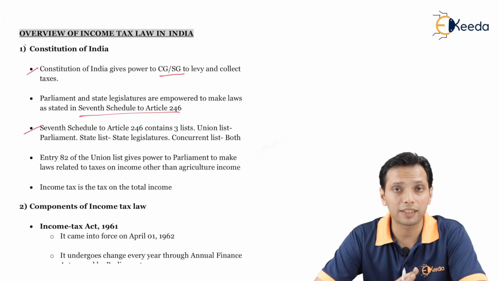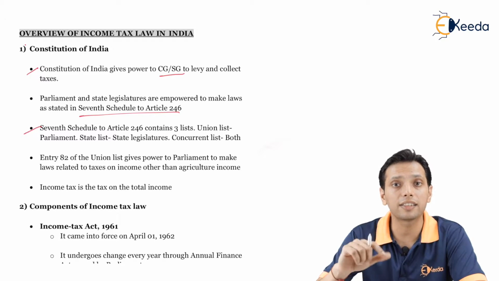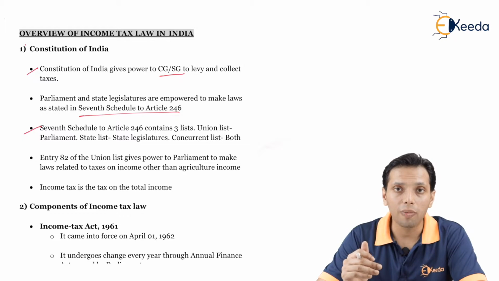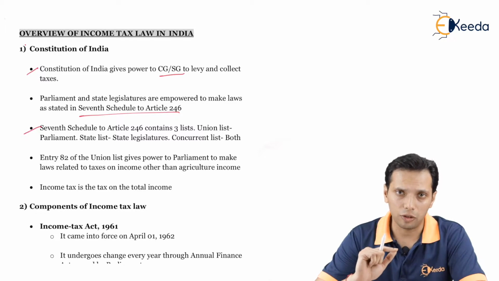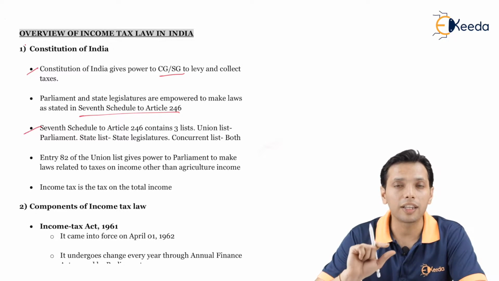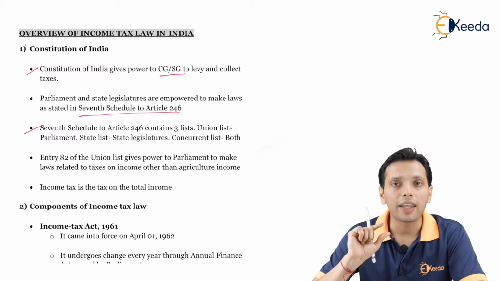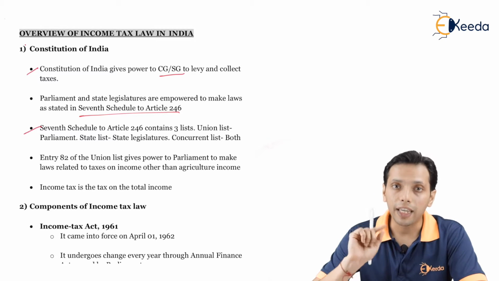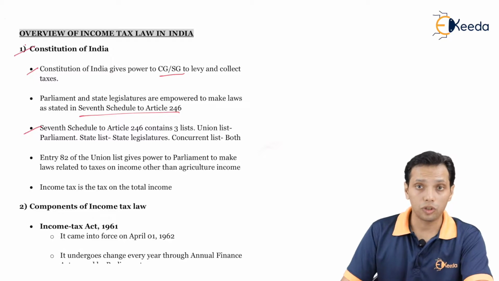The 7th schedule to Article 246 has three lists: union list, state list and concurrent list. The union list is for the central government, the state list is for the state government, and in the concurrent list, the state government as well as the central government can make laws on the topics mentioned in the respective list. So the income tax law can be prepared as per the union list, and the entry number is 82. The entry number 82 of the union list of the 7th schedule of Article 246 authorizes the central government to make laws on income, and taxes are levied as per this article. So this was the Constitution of India.